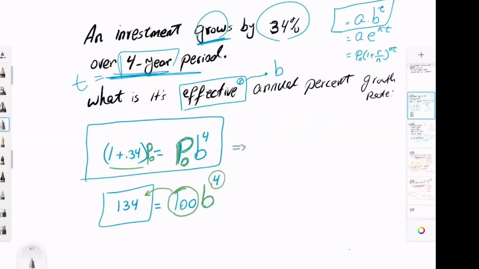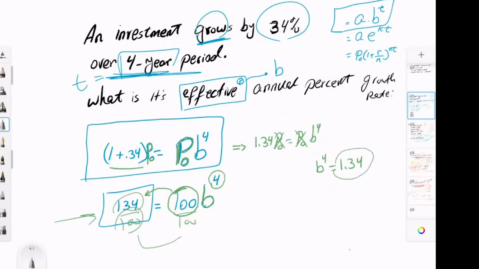So from here, we have 1.34 P naught equal to P naught B to the power 4. You cancel this, you get B to the power of 4 equal to 1.34. Good. If you do the same thing here, if you divide 134 by 100, again it's going to be 1.34. So you will get the same equation. So B to the power of 4 equal to 1.34, then B will be 1.34 to the exponent of 1 over 4.